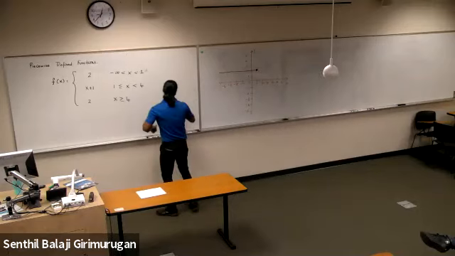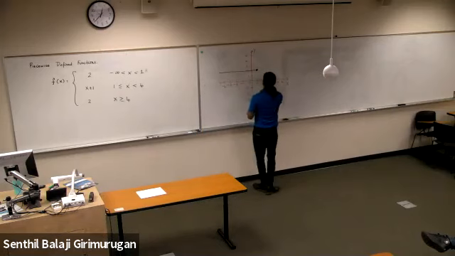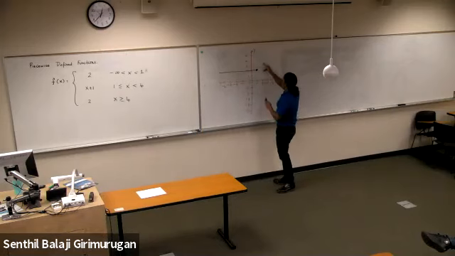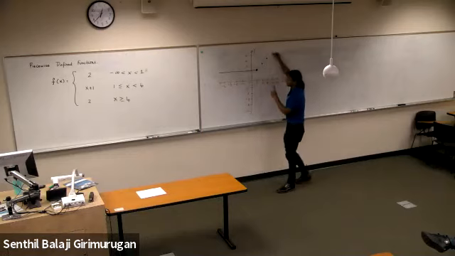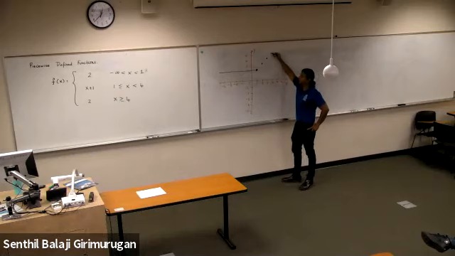And as I plug in other values, when x is 2, I'll get 3. When x is 3, I'll get 4. When x is 4, I'll get 5. But should I put an open or closed dot? Open. Open.